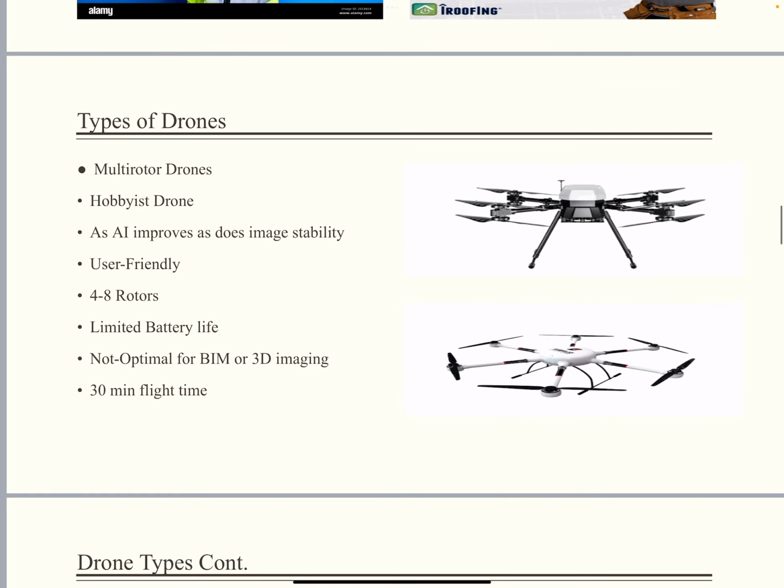Multi-rotor drones. This is more of a hobbyist drone. As AI improves, so does the image stability. It's user-friendly, has four to eight rotors, limited battery life, and is not optimal for BIM or 3D imaging. It has a 30-minute flight time. So this is just pretty much your recreational drones.